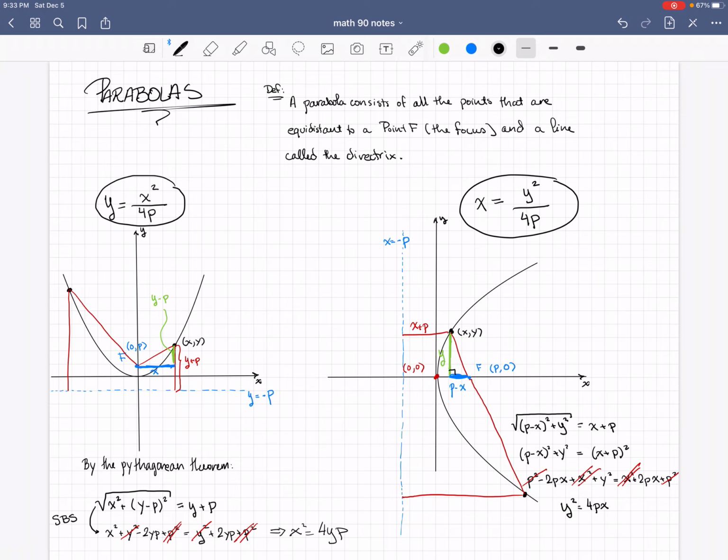What if the vertex isn't the origin? When the vertex is the origin, you gain all of this symmetry: the focus is p units above at (0, p), and the directrix is p units below, y equals negative p. What does that look like when the origin isn't the vertex anymore? You'll notice the symmetry is still there, but the coordinates aren't quite as pretty. That's all for a later video where we talk about what are called shifted conics, but this is the basics of parabolas.